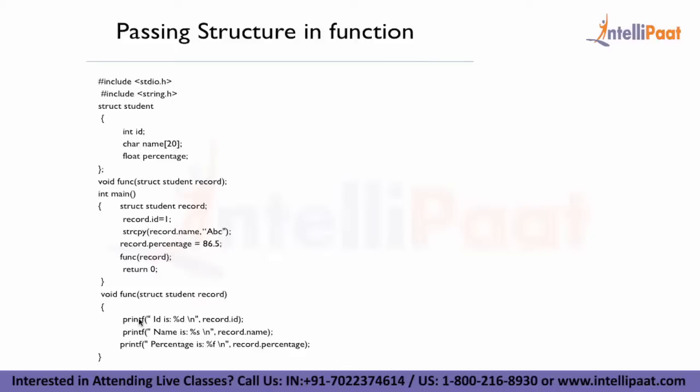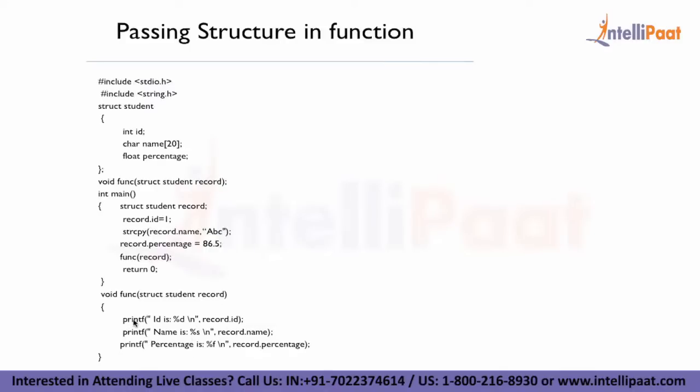Let's suppose we have declared a lot of structures, or the structure is having a lot of variables, and we want to print the structure. So we can declare a function that can print the values of the structure. Let's see the main function. In the main function we have declared one structure, struct student record, record.id equal to 1. We are copying abc into the name. Percentage we are making as 86.5. Then we are calling this function. Once we call this function, the control goes here and it will start printing the data inside the structure.